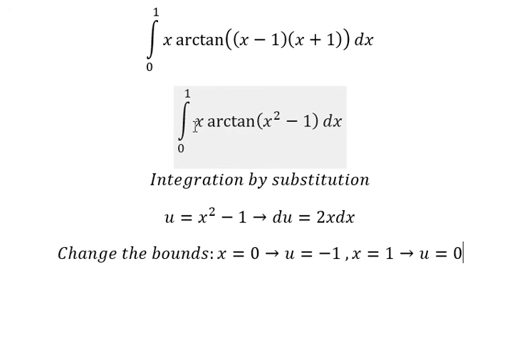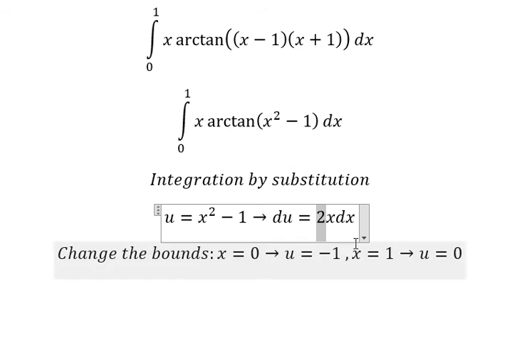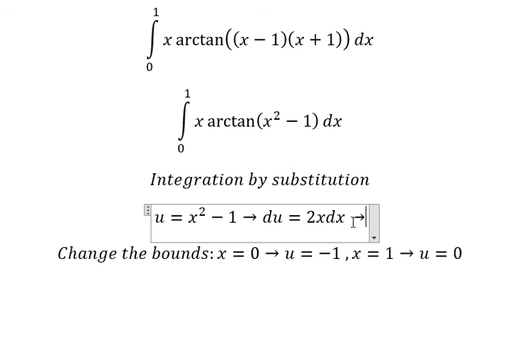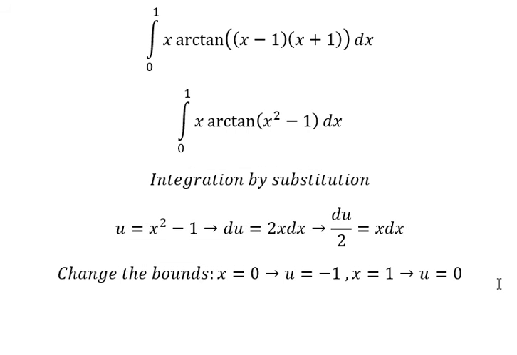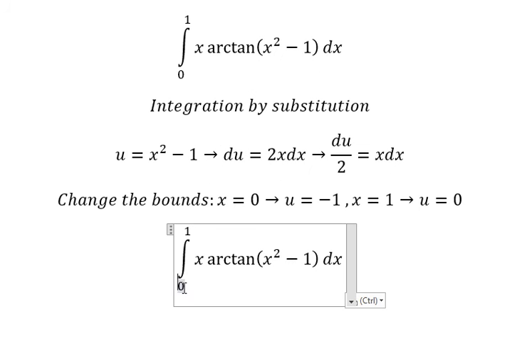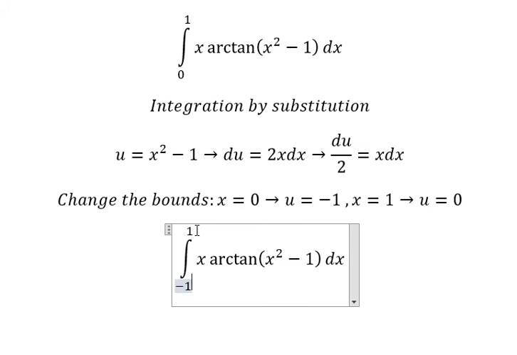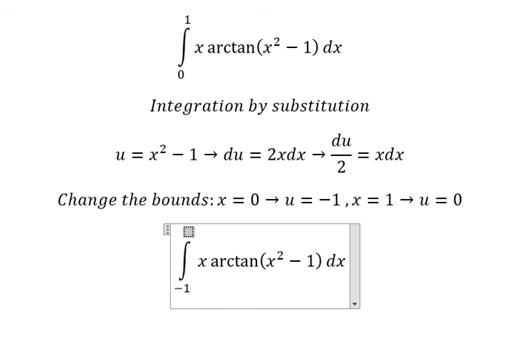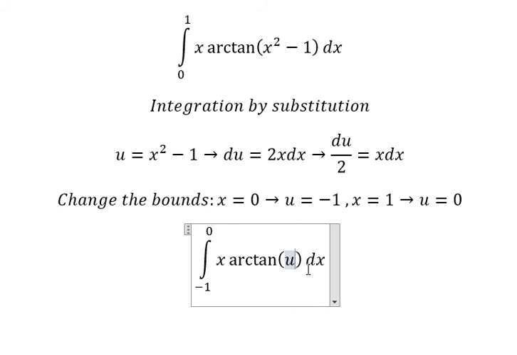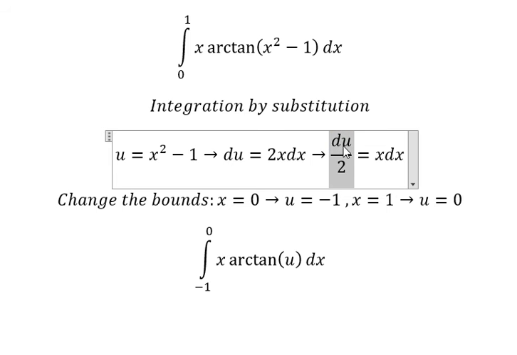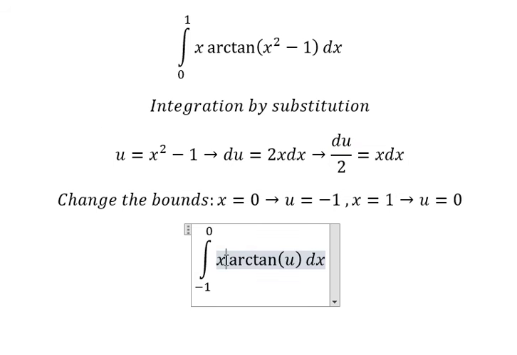Next, because we don't have number 2 in here, we need to divide both sides by number 2. Number 0 we change to negative number 1. Number 1 we change to number 0. This one we change to u. The s we change to u over 2.